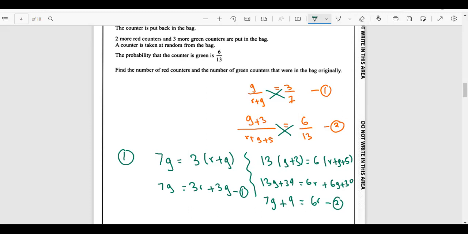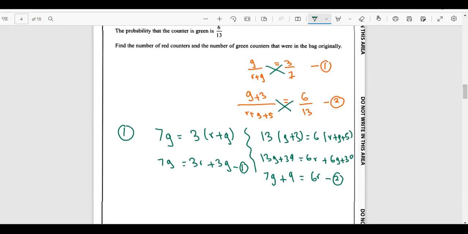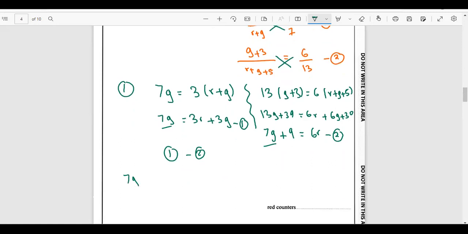So this was the first equation. This is the second one. We need to simplify this. So how can we simplify this? We can do it by doing 1 minus 2, because I can see 7G and 7G on both sides. So if I do 1 minus 2, that is going to give me 7G minus 7G plus 9 equals 3R plus 3G, because I'm doing 1 minus 2. So this is the right side of 1. I'll write down the right side of 1 first, minus the right side of the second one, and that would give me this, and this would be cancelled.